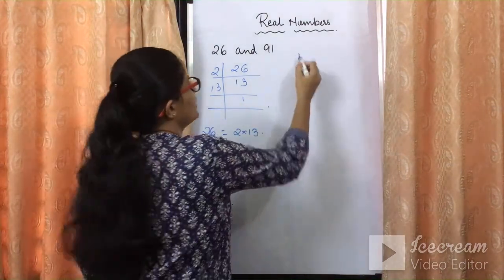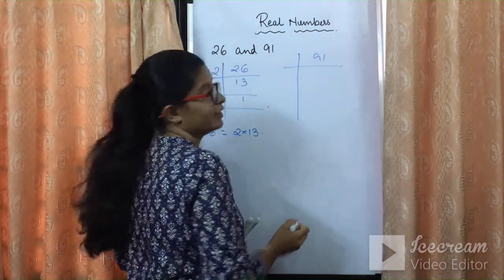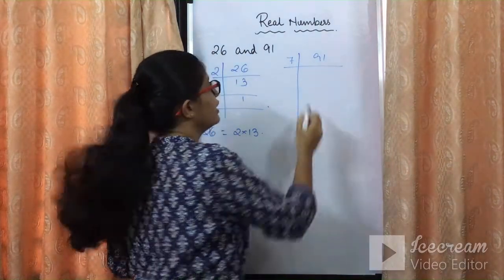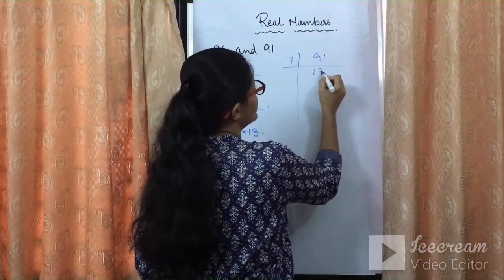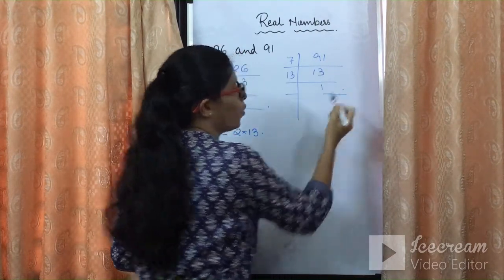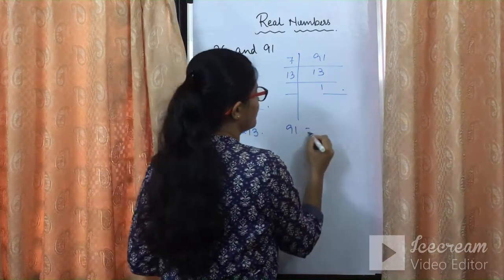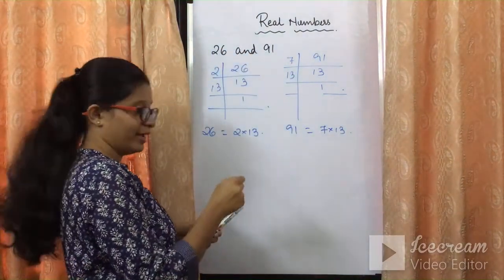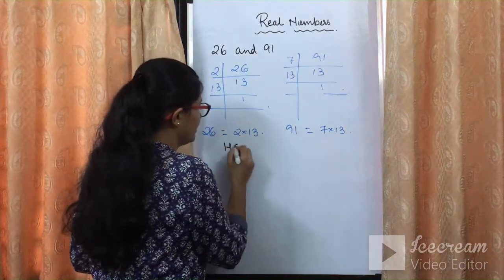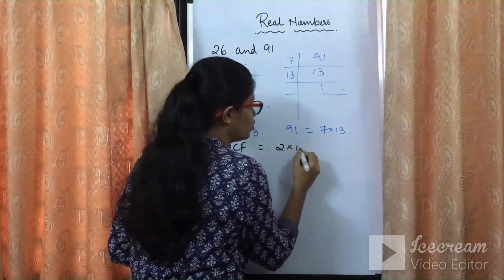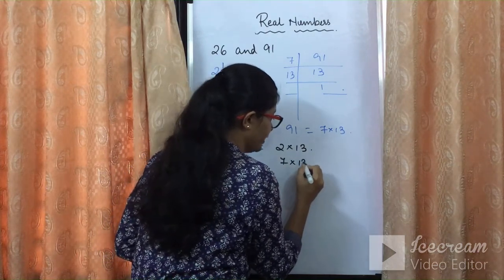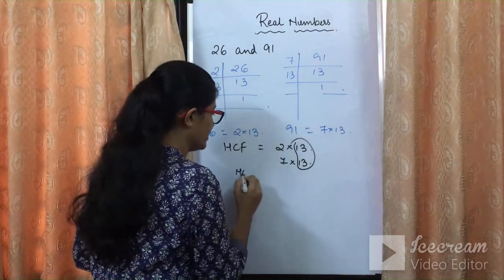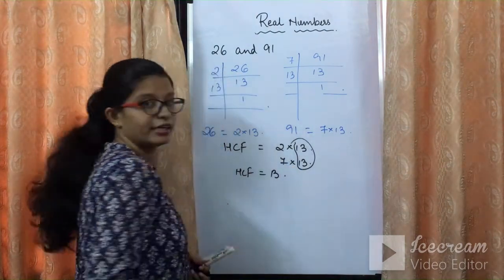Fine. Now similarly I can take out the factors for 91. I can take it out by 7. If I divide by 7, I will get 13 and 13, 1. So the factors for 91 come out to be 7 into 13. So what I need to take out is LCM and HCF. For HCF, I write them one below the other, so that it is easier to find the common factor. The common factor with the lowest power is 13. So the HCF for the given problem will be 13.